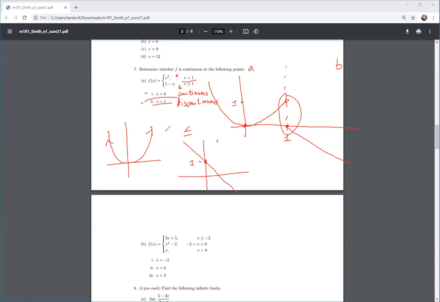Let's take a look at the other way you can go about this. Again, you have to be careful with this, but it's a bit snappier, I think, in my opinion. You don't actually have to graph it to figure out if it's continuous there or not. So what you can do is, let's start with the first point, x equals 0.